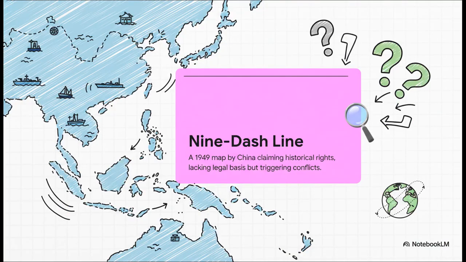Now, the fundamental root cause of this entire crisis traces back to one specific thing: China's 1949 nine-dash line. It was essentially just a loosely marked map claiming historical rights over almost the entire sea. Now, even though it had absolutely zero basis in international maritime law, this one document is the root cause of all the overlapping territorial disputes we see today.